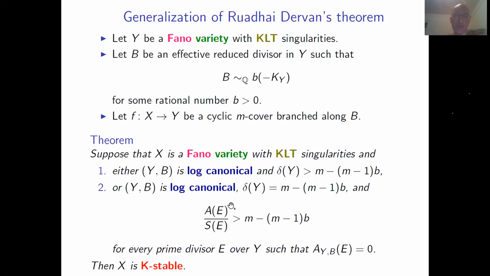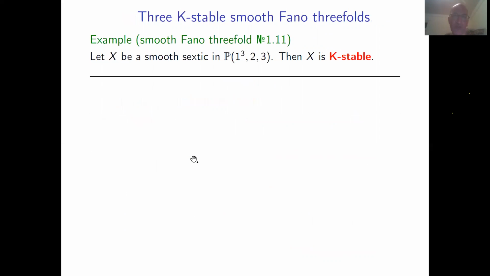But this theorem can be applied in a few cases, but most of them are already covered by the Dervan theorem. So for example, one case which is not covered by the Dervan theorem is a smooth sextic hypersurface in P(1,1,1,2,3). This is a Fano threefold with Picard group Z and degree 8.